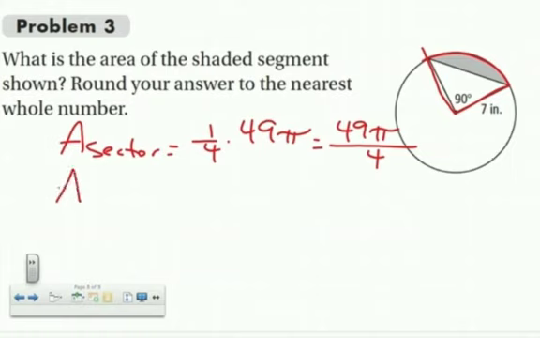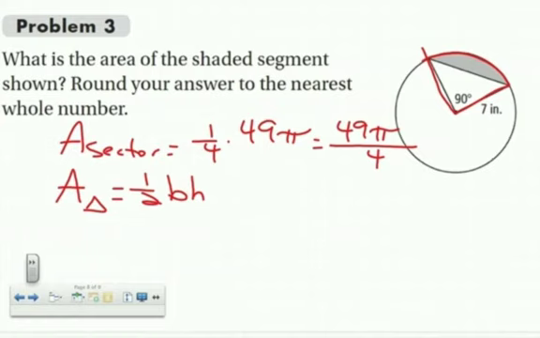Okay, the next step is to find the area of the triangle. What's the formula for the area of a triangle? 1/2 base times height. What are the base and height in this triangle? They're both 7. How do you know that?